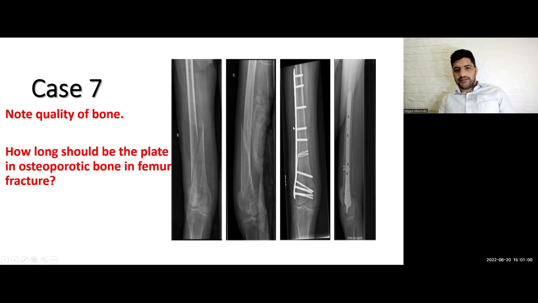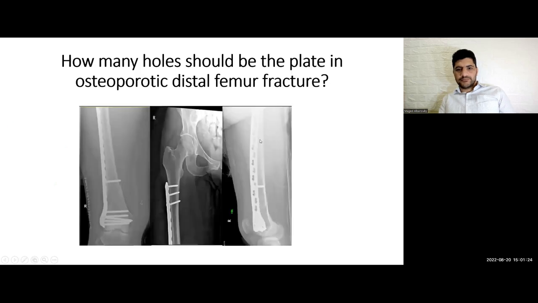The classic plate could be from one metaphysis to the other, to distribute the stiffness and make a low stiffness construct. And not filling all the holes. Here, two empty holes. Here, the plate can reach the proximal metaphysis, so the plate goes from one metaphysis to the other. Look, all of these holes with no screws.